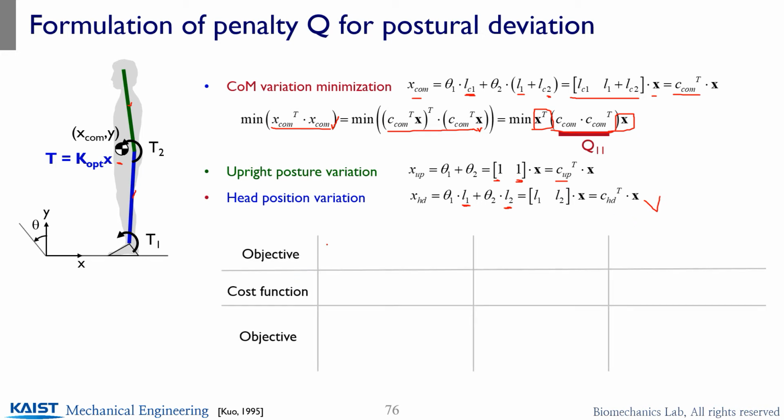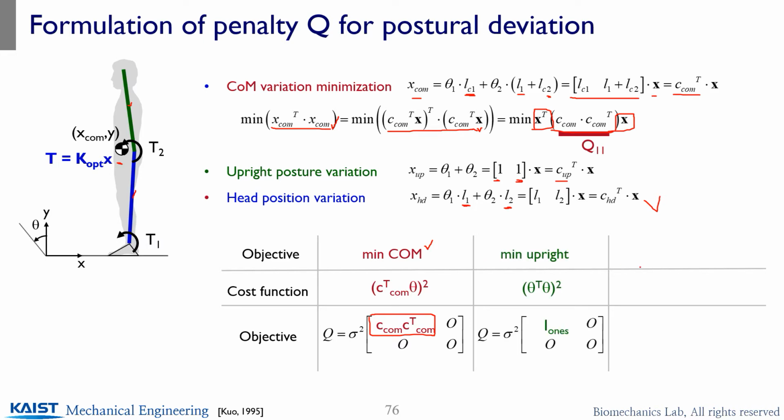So to summarize, there are three different objectives. Minimizing the center of mass variation will give the Q11 in terms of C COM and its transpose, and the upright and the head position minimization also gave us the idea of what Q11 form could be formulated. Okay.